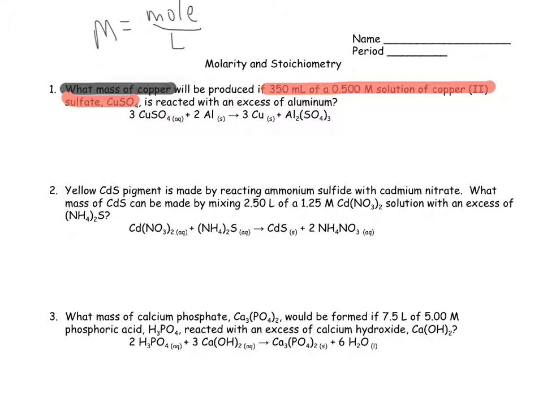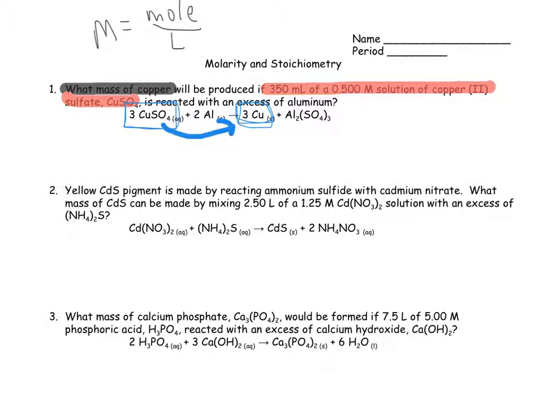Now, the first thing I always like to do is find the mass of copper, right? Copper, Cu. So this is what we're trying to find. I always put a box around what I'm trying to find as well as what I know, and in this case, that's the copper sulfate. So I put a box around both of those. My next thing is I've got to convert this into moles to do any kind of stoichiometry. I want to go from this to this, so that's going to require some stoichiometry.